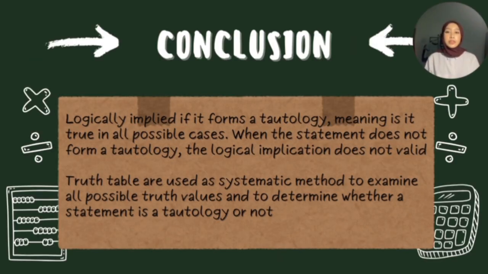For the conclusion, a statement logically implies if it forms a tautology, meaning it is true in all possible cases. When the statement does not form a tautology, the logical implication is not valid. Truth tables are used as a systematic method to examine all possible truth values and to determine whether a statement is a tautology or not. Thank you.